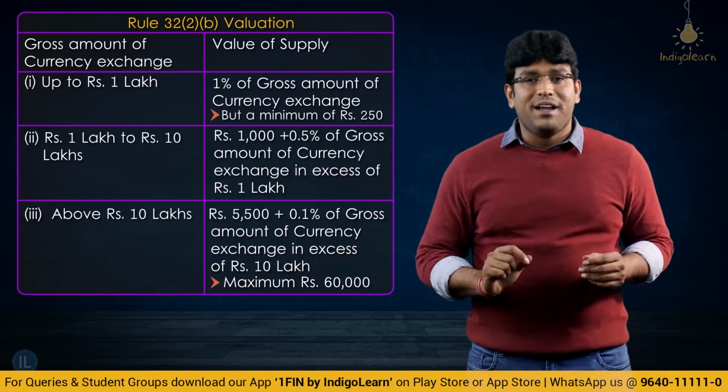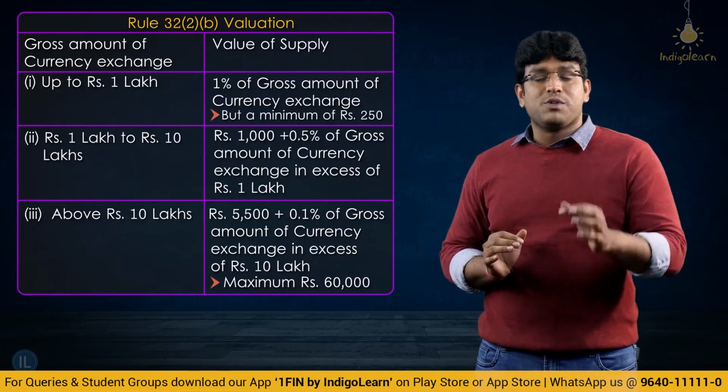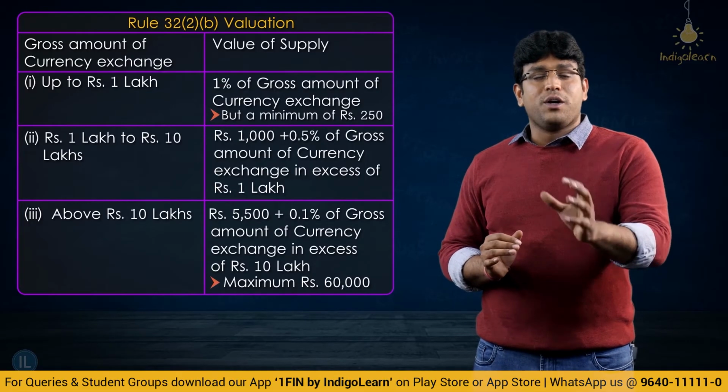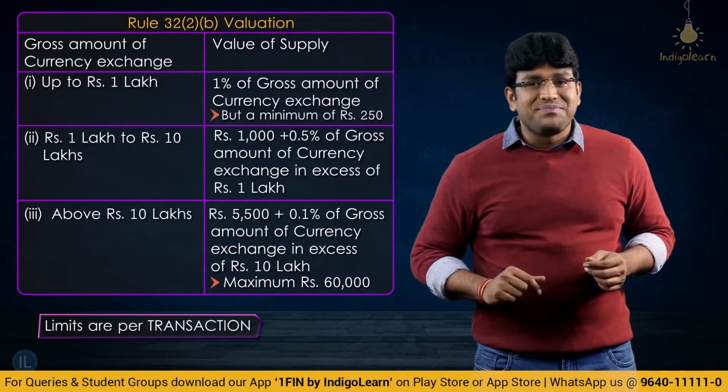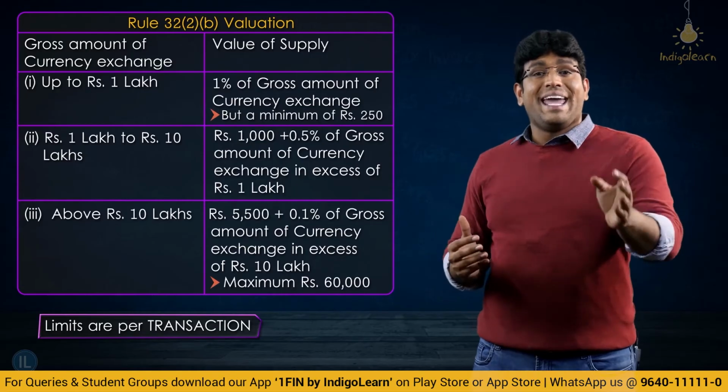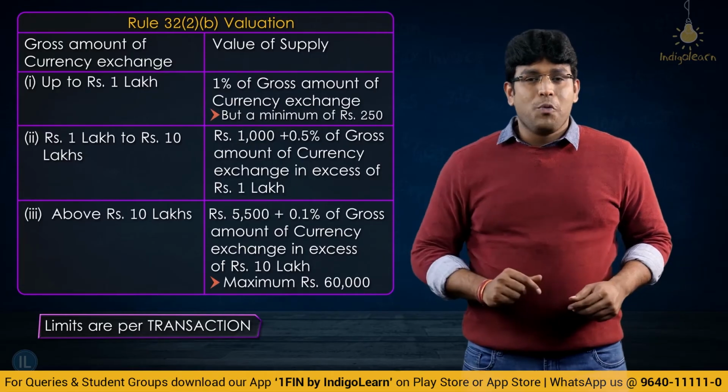And the 60,000, please don't think that the 60,000 is per year or per month. The 60,000 and all is per transaction of currency exchanged. So friends, what is the answer now?